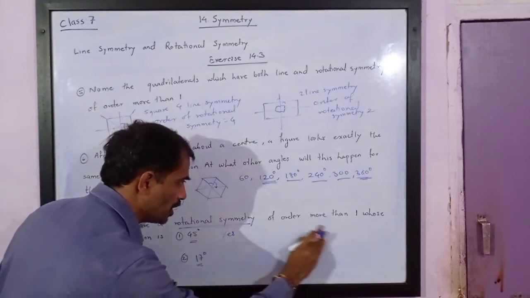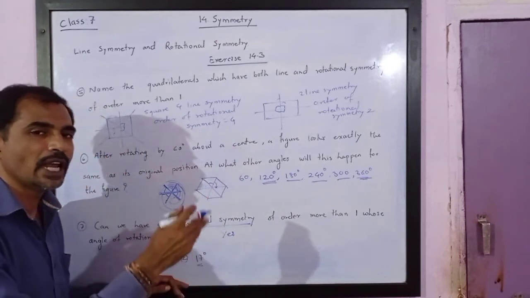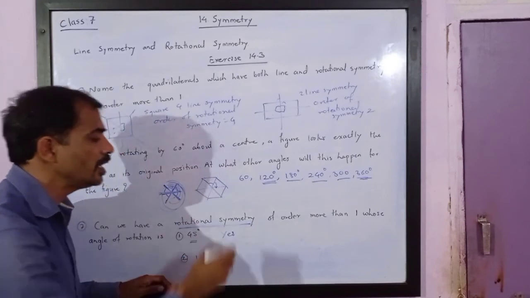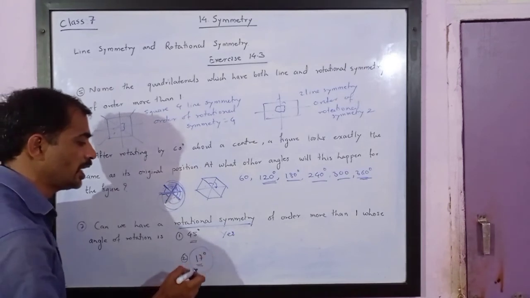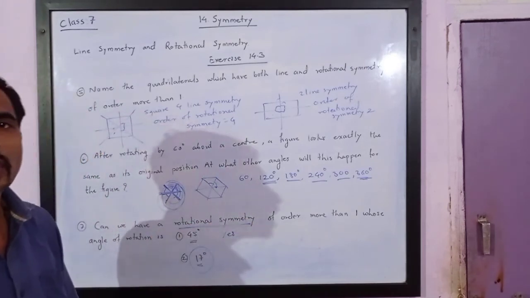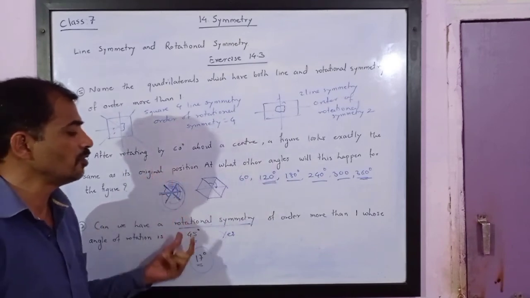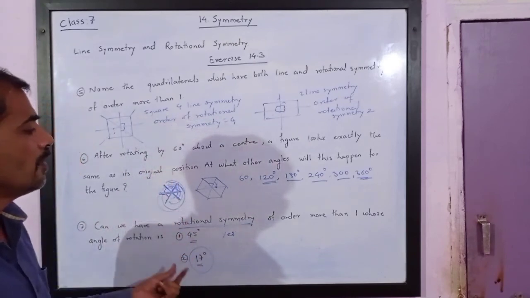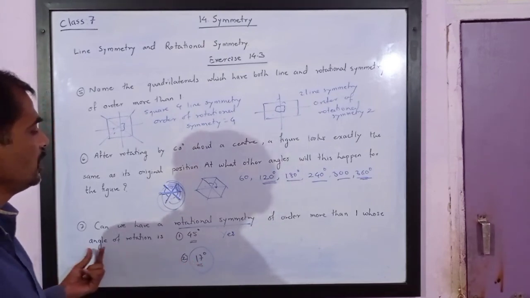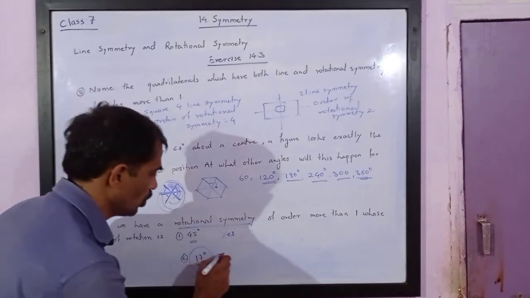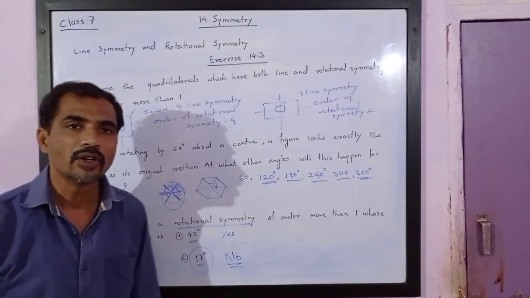Now let us see what happens with 17 degrees. If we go on increasing 17, 34, 51 and so on, we will see that we never reach 360 degrees. It means that after rotating several times, we will not come to the original position. We will not get the original figure. It means 17 degrees cannot be the angle of rotation.